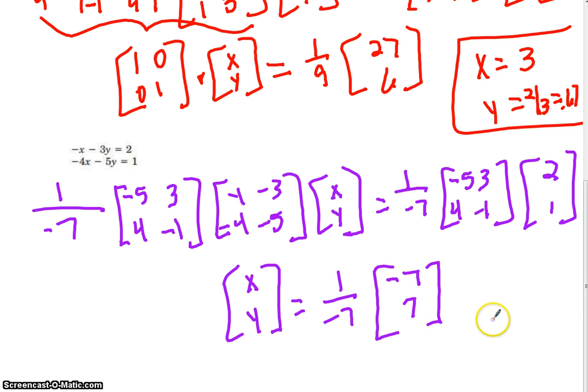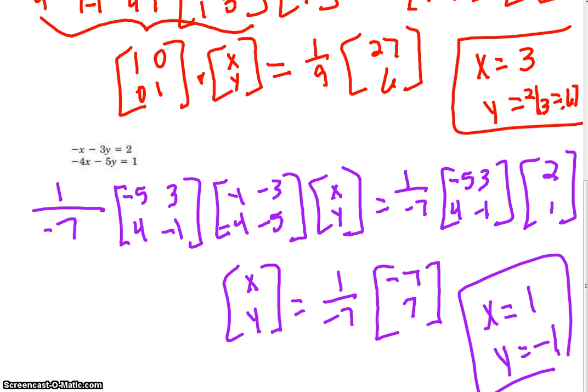Multiply each of those by negative 1 over 7 or 1 over negative 7, and you end up with X is equal to 1 and Y is equal to negative 1, and that is your answer.